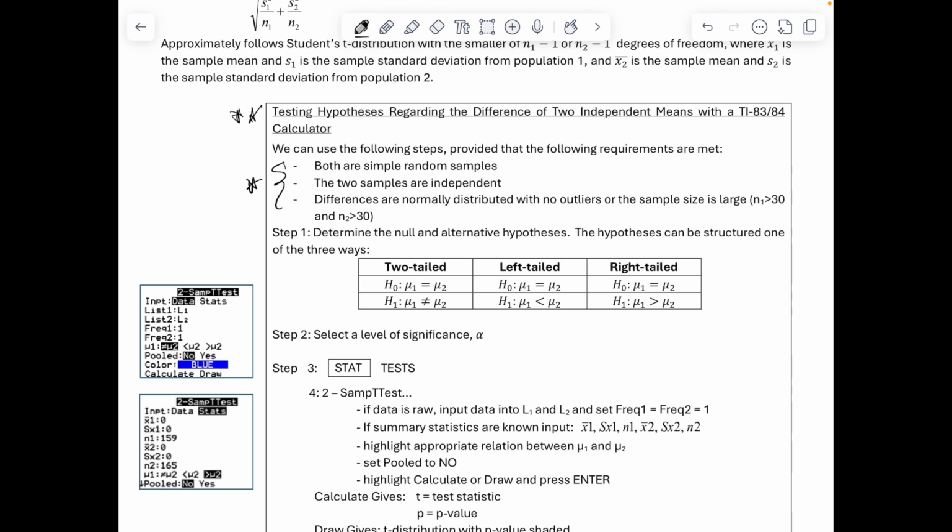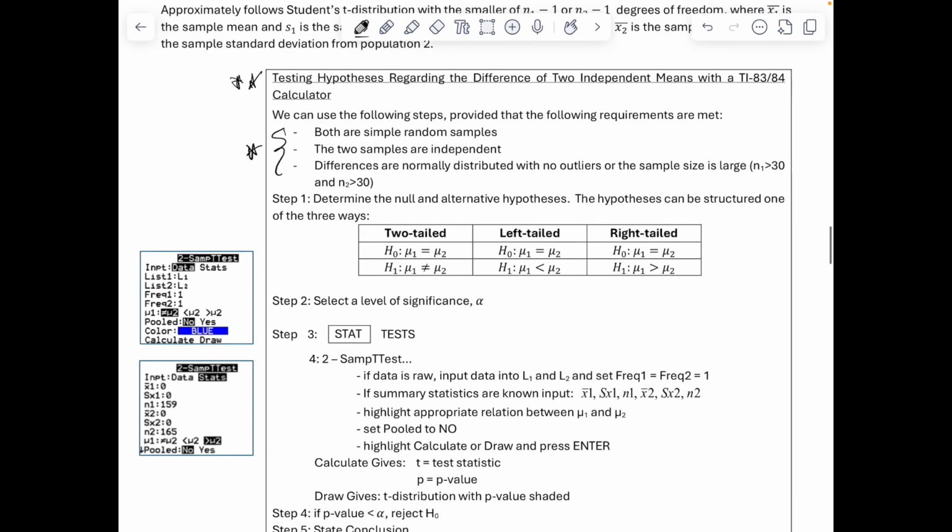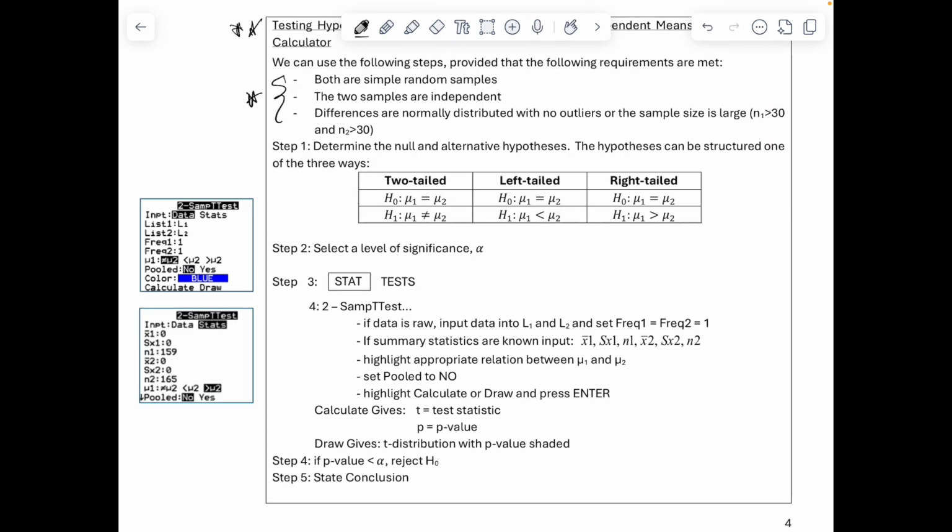The next step is going to be to find our null and alternative hypotheses. The null is the same for all 3 cases, saying that mu1 is equal to mu2. And then your alternative hypothesis depends on if it's a 2-tailed, left-tailed, or right-tailed test. So step 2 says to determine your level of significance, which is alpha, which again is usually stated to us.